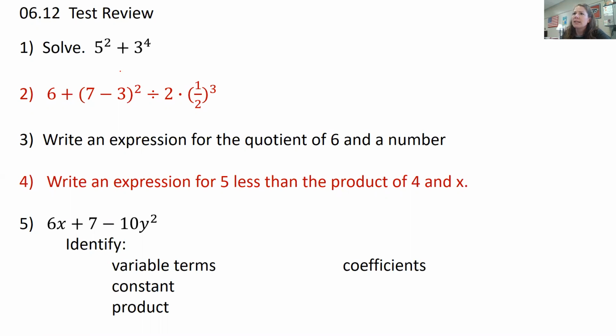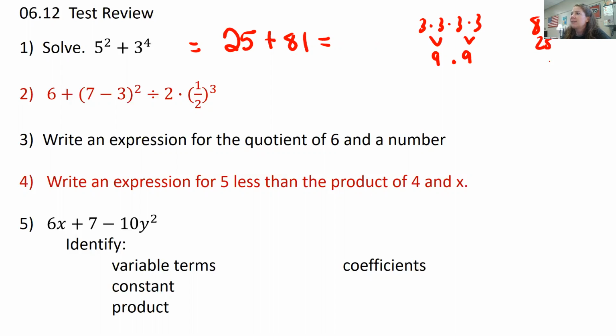All right, so number one, 5 squared, 5 times 5 is 25. And then we're going to add that to 3 to the 4th, so we have four 3s. 3 times 3 is 9, and 9 times 9 is 81. Then we add 81 and 25, and we get 106. So number one is 106. I hope you got that right.